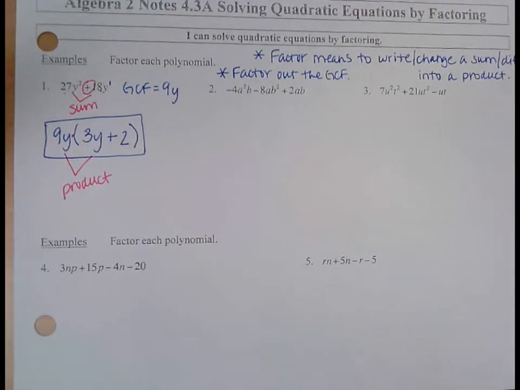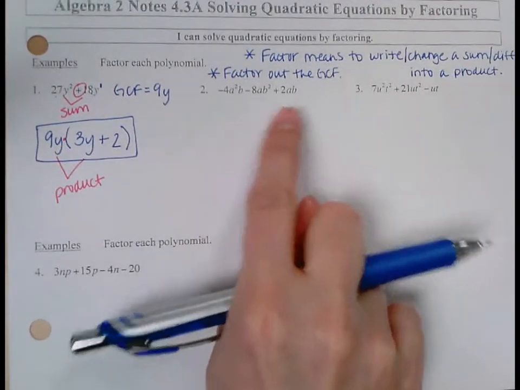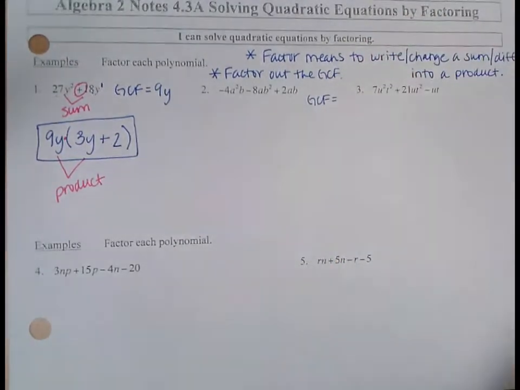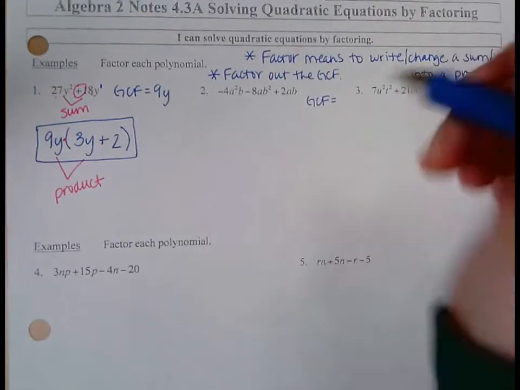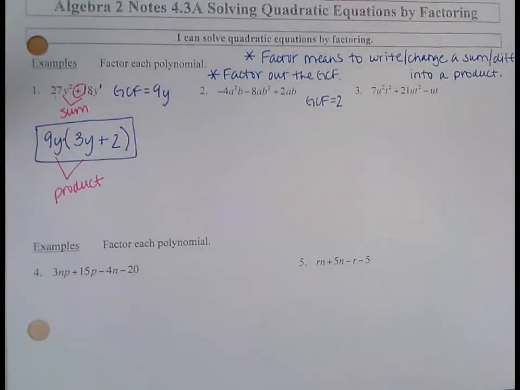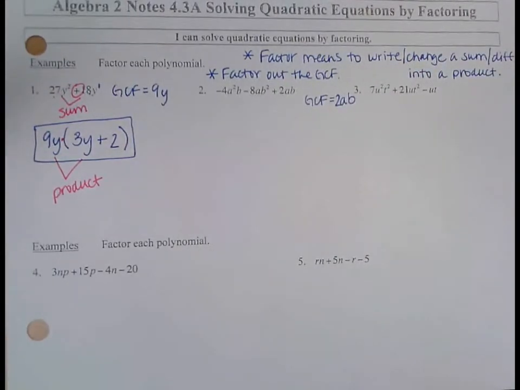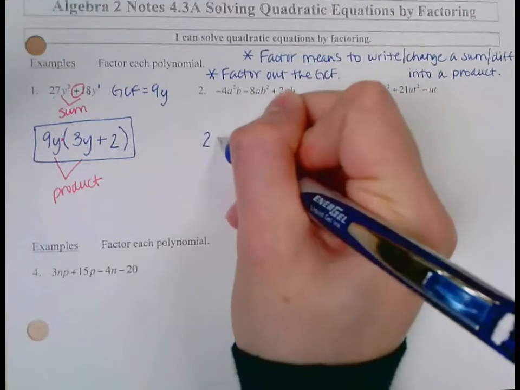So if we look at number 2, we have 3 terms this time. What do they have in common? What would the GCF be? They have a 2 in common. What about variables? They each have an a and a b, both to the first power. Okay, so I'm going to factor out a 2ab.